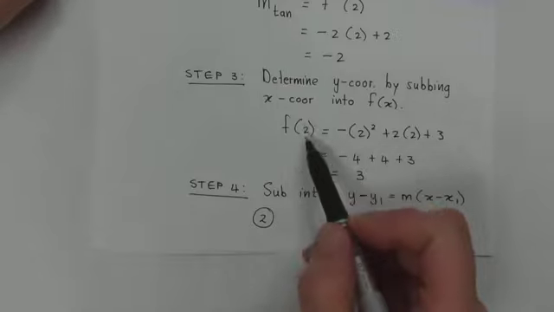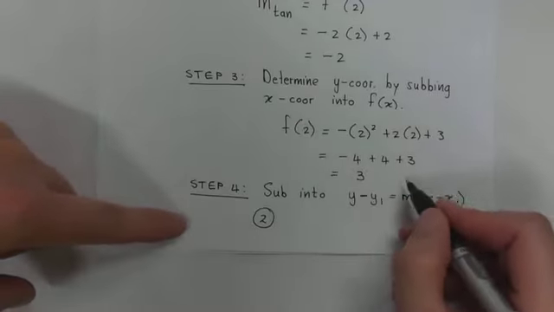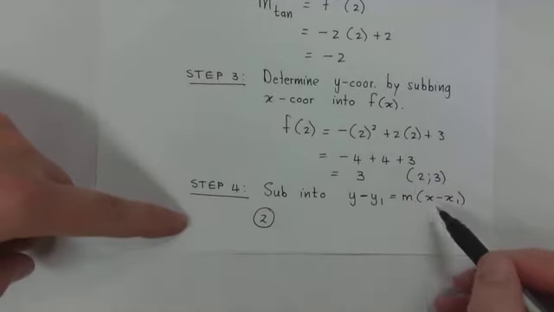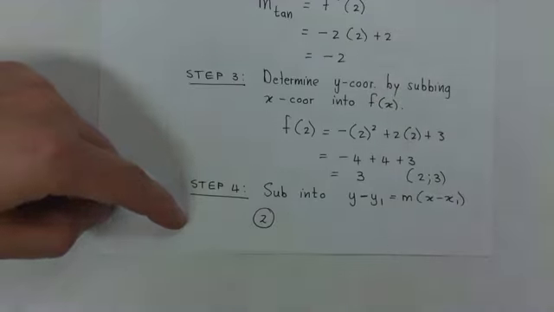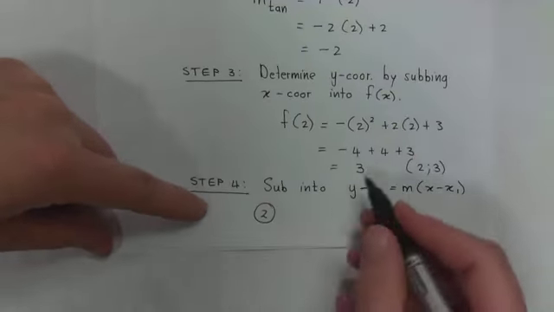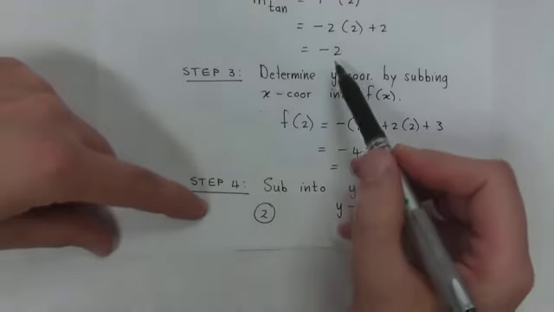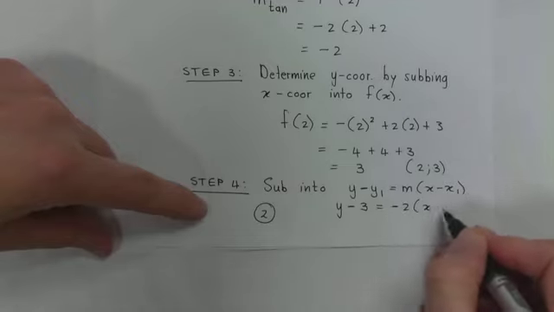We have the x coordinate of the point of contact, which is 2. We have the y coordinate of the point of contact, which is 3. So the point (2, 3) is a point on this tangent. And then I also have the gradient of the tangent there, which is negative 2. So subbing into this, I'm going to say y minus 3 is equal to the tangent gradient, which is negative 2, times (x minus 2).